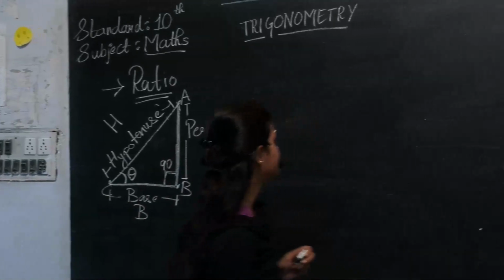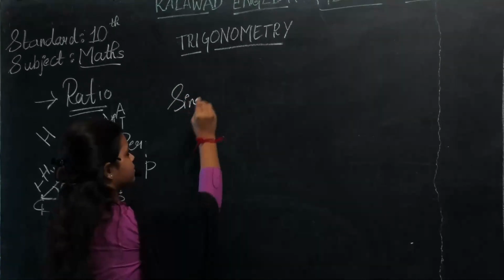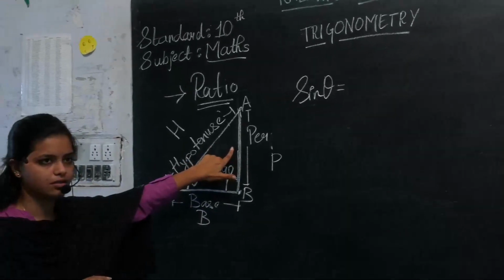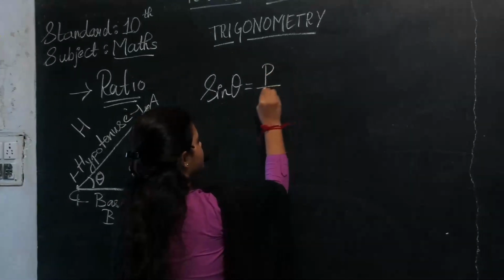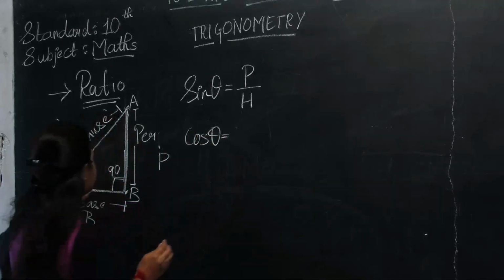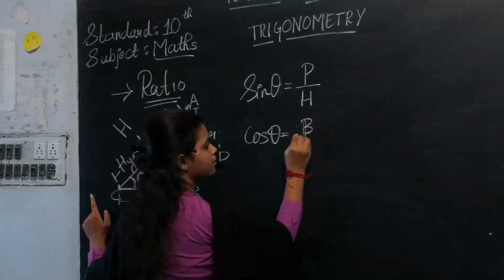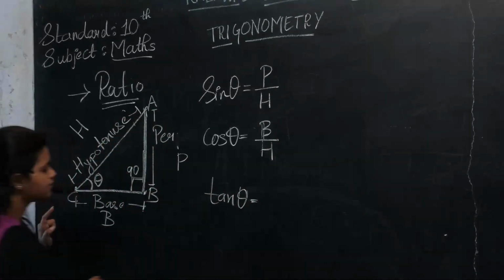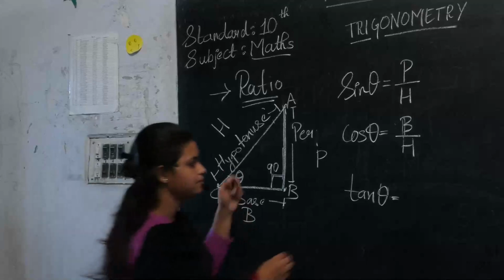See, these names are new for you all. So what is the first one? Sine. Sine theta means perpendicular upon hypotenuse. Right? We will write the short form P upon H. Similarly, cos theta. Cos theta means base upon hypotenuse. Okay, we'll write B upon H. And the third one is tan theta. Tan theta means P upon B, means perpendicular upon base. Clear?